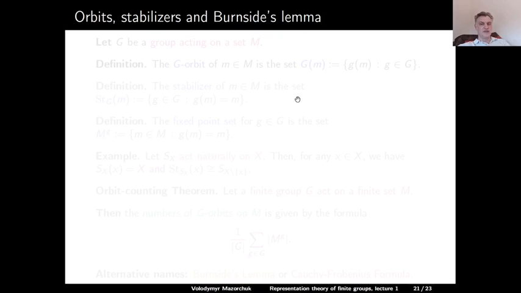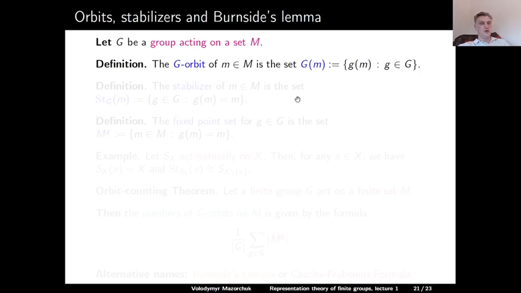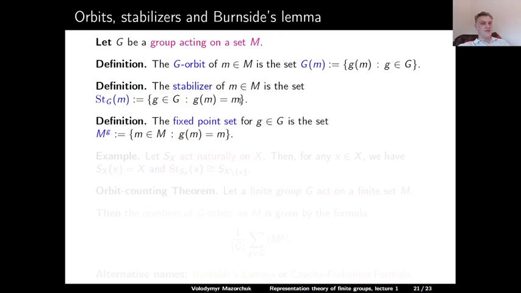Let's now talk about orbits, stabilizers, and Burnside's lemma. Let G be a group acting on a set M. The G-orbit of an element m in M is the set of all elements in M which can be obtained when you apply an element g from G to m. The stabilizer of an element m in M is the set of all elements g in G which do not move this element m. And finally, the fixed point set for g in G is the set of all elements m in M which are fixed by the element g.